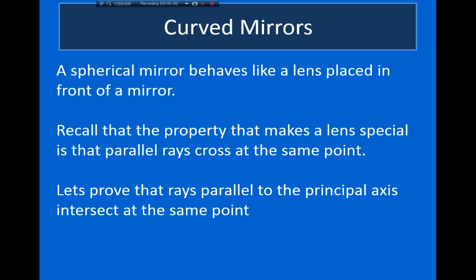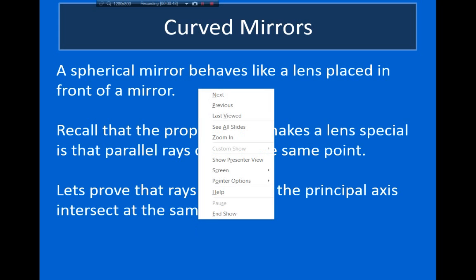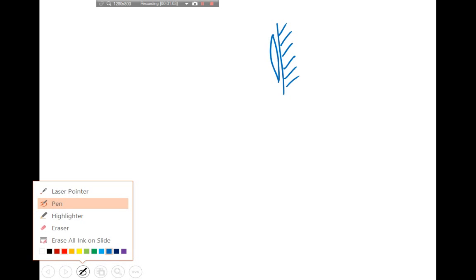Now, one useful way to think about what happens to light when it strikes the surface of a curved mirror, a concave mirror or a convex mirror, is that it behaves almost exactly like placing a lens directly in front of a flat mirror. So let me draw a little picture to illustrate this idea. If I draw a lens that's placed directly in front of a flat mirror like this, now we consider what happens to the rays as they pass through this.